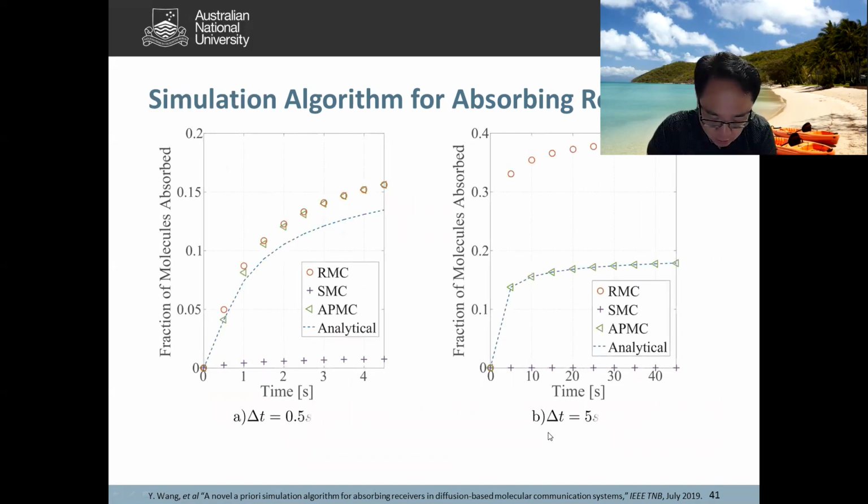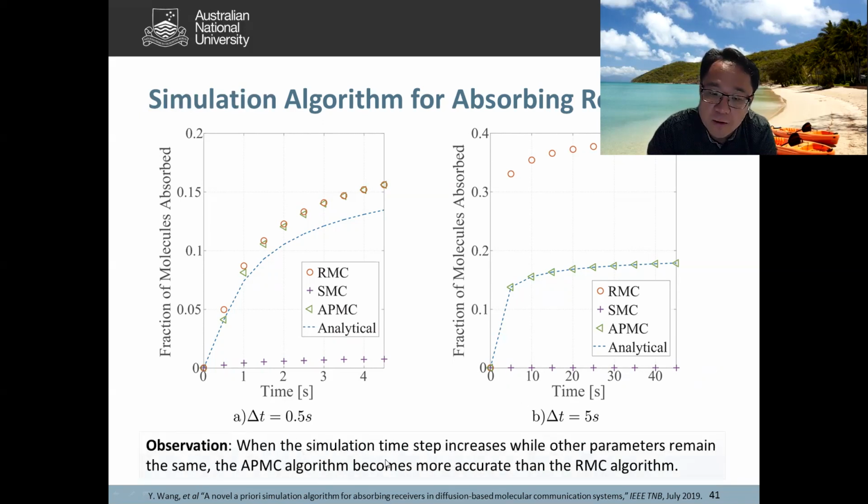As we mentioned, we would like to see that our algorithm achieves a higher accuracy for a large diffusion coefficient, a larger time step, or a smaller receiver radius. We can see that when the simulation time step is large, our proposed APMC scheme achieves a much better performance than the existing RMC scheme and the SMC scheme. Our observation is that when the simulation time step increases and other parameters remain the same, our algorithm becomes more accurate. This is what we expected.